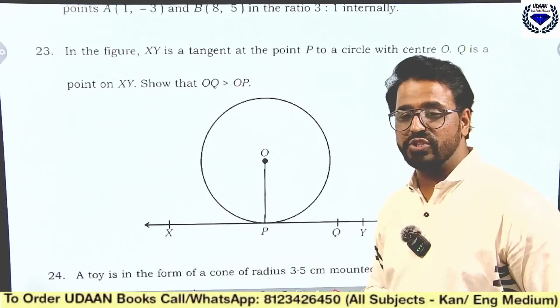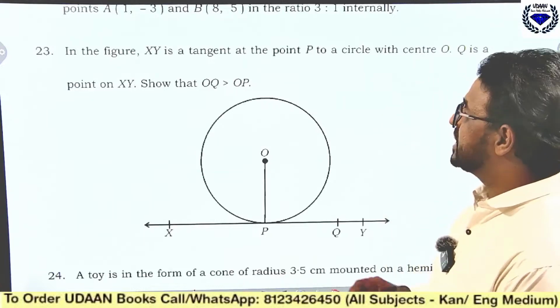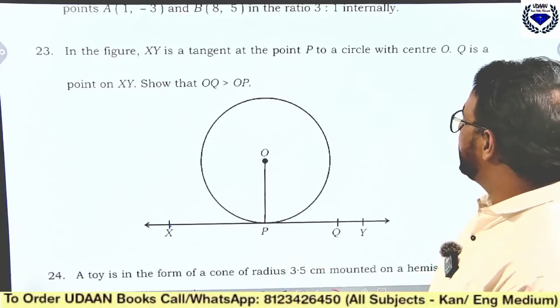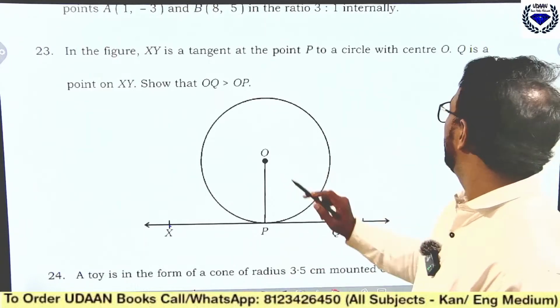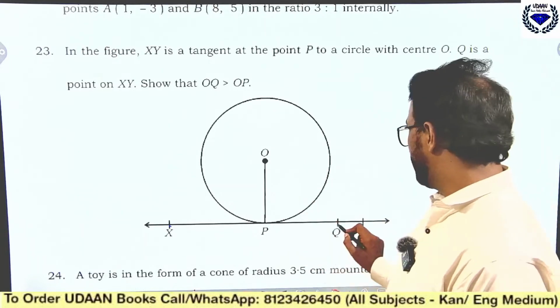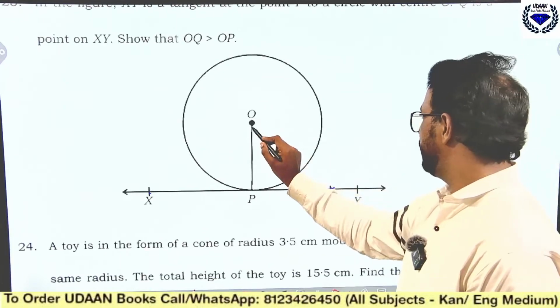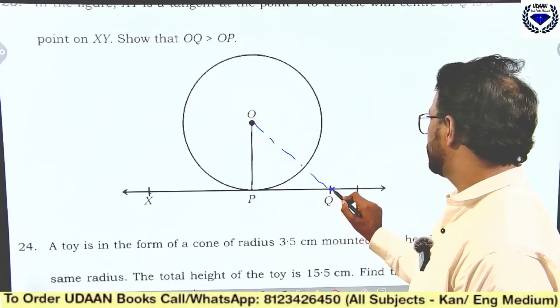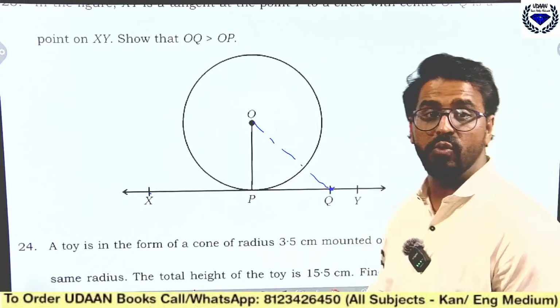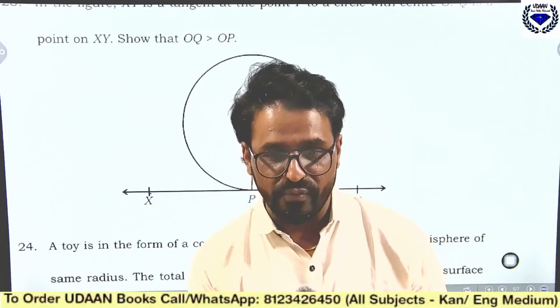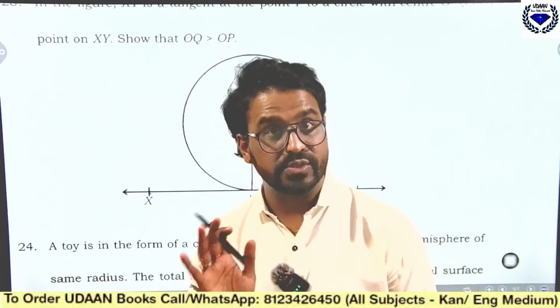See, in the question, in the figure, XY is a tangent at a point P to a circle with center O. Q is any point on XY. If you join OQ, you should show that OQ is greater than OP. So how to solve this one? Can somebody let me know how to come up with the solution of this question?